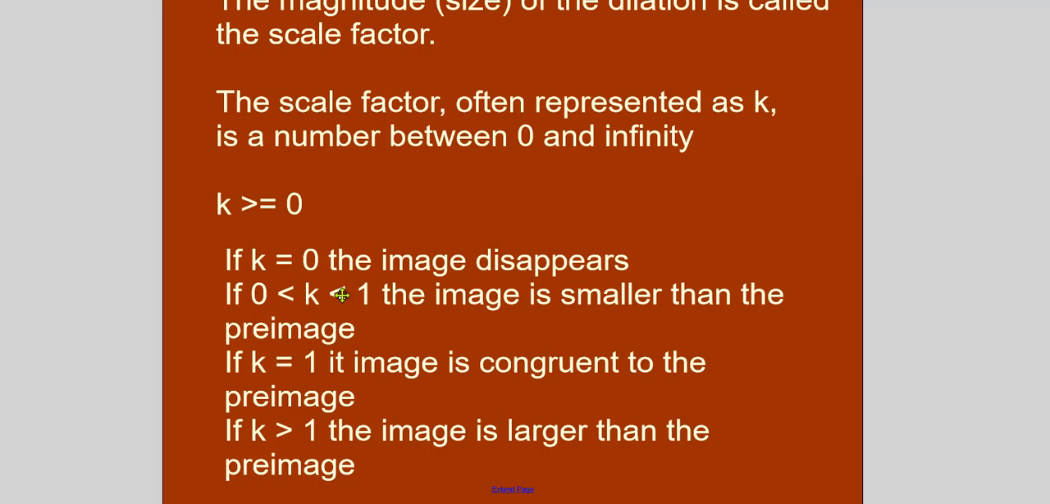If K is between 0 and 1, the image is smaller than the pre-image. For example, if you take half of something, which is multiplication, you're going to have less than what you started with. So between 0 and 1, the figure actually shrinks. If K equals 1, anything times 1 is itself, so the image is congruent to the pre-image. By the way, we'll talk about congruent throughout this. Congruent means same shape and size. So if K equals 1, the image is congruent to the pre-image, it doesn't change. And if K is greater than 1, the image is larger than the pre-image. Like if I multiply by 2, my outcome is twice what I started with.